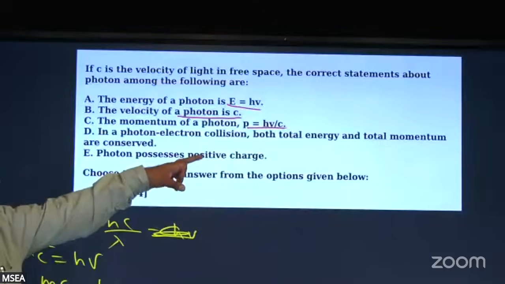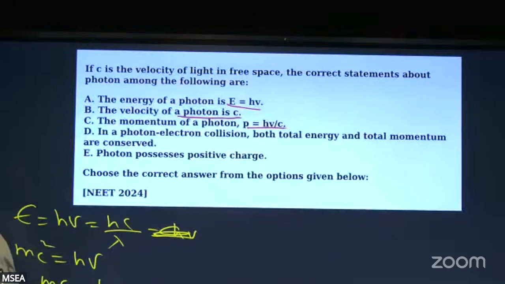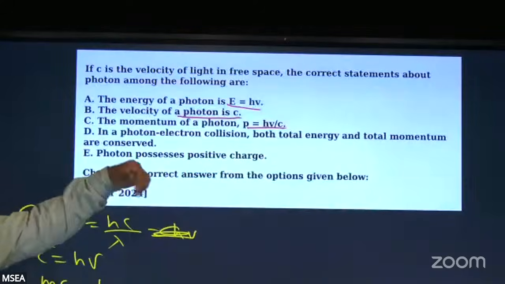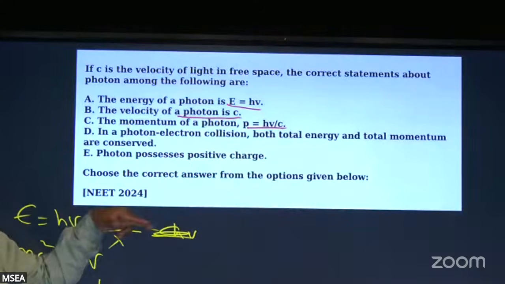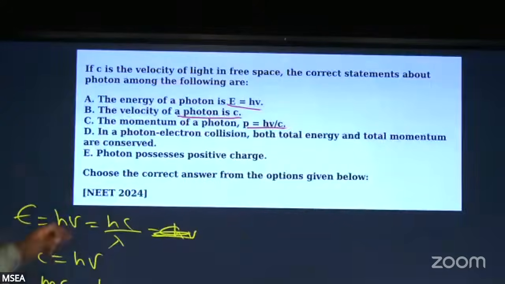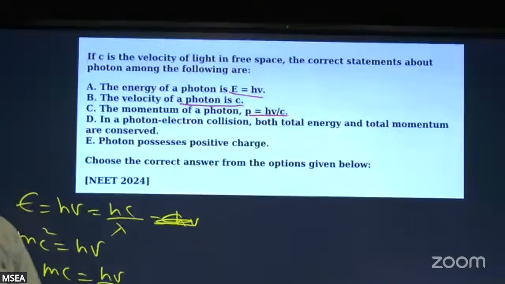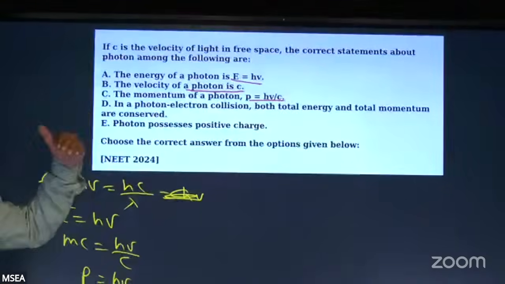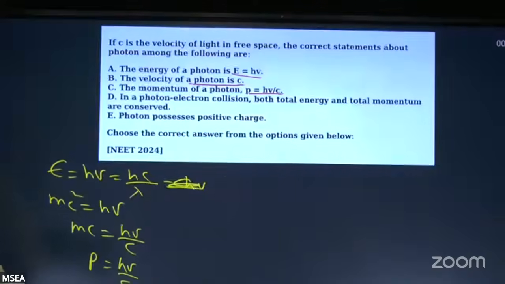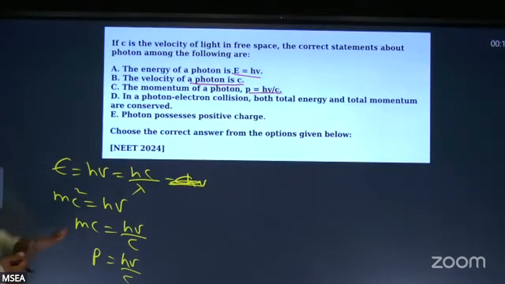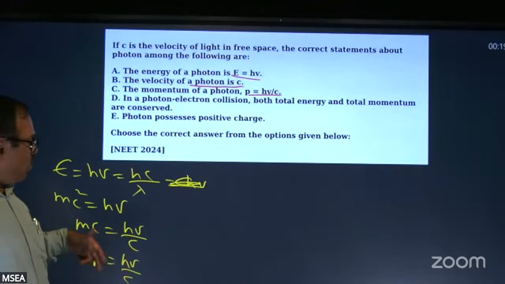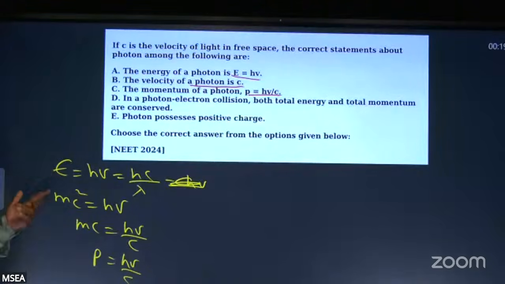In photon-electron collision, both total energy and total momentum are conserved. Whenever the photon hits the electron, the energy and also the momentum are conserved. And photon possesses positive charge: no, the photon does not have any charge. That's why this is not the correct answer. The correct answers are A, B, C, D. So these things you have to remember. This is the simple way they ask the questions. Right. So should we go to the next slide?